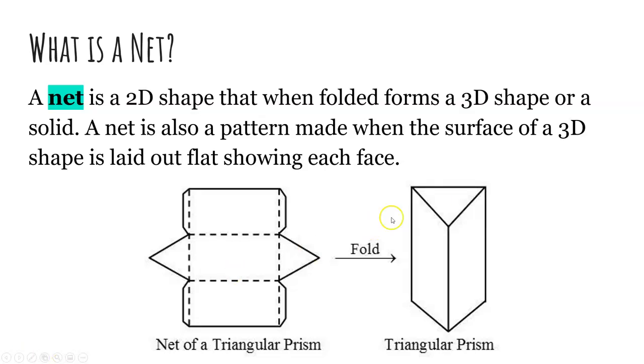So over here we have a triangular prism. It is a 3D shape, and if we were to unfold it and lay it out flat, it would look like this net. This net has 5 different faces. There are 3 rectangles and 2 triangles. And again, as we said, if you were to fold on these dotted lines and glue using these tabs, it would look like this triangular prism over here.